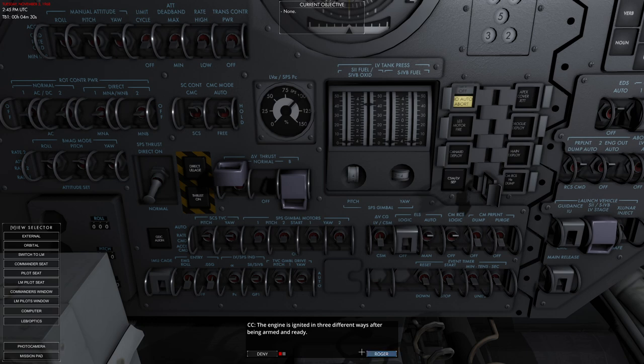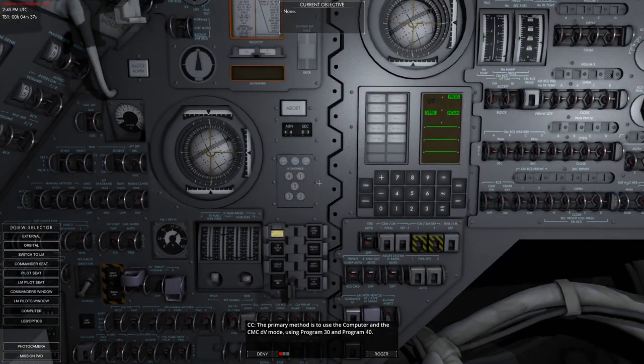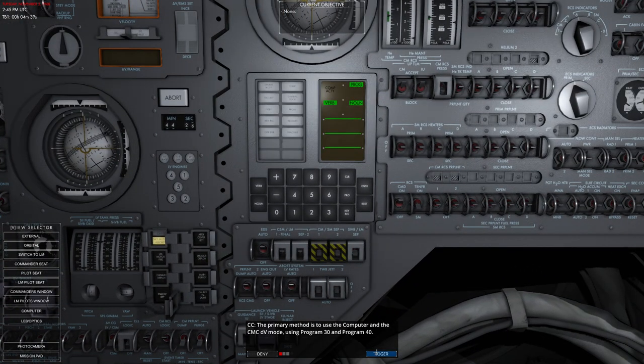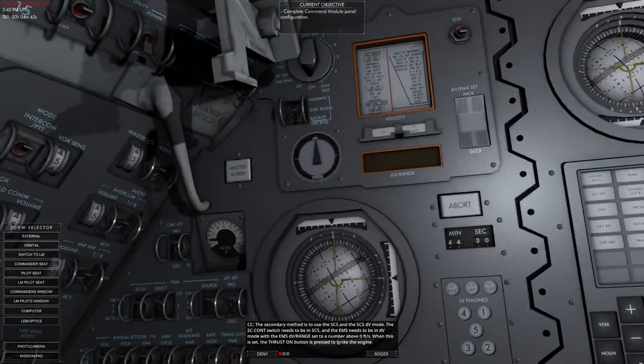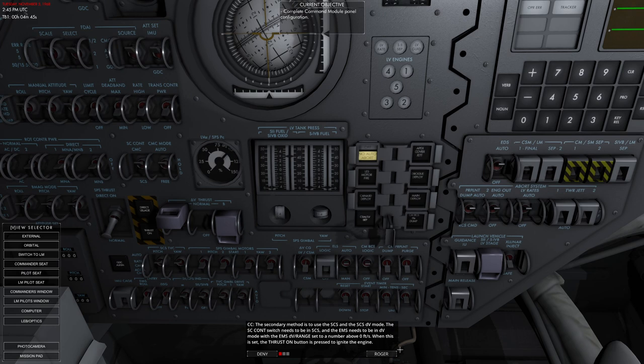See, that makes sense. The engine is ignited in three different ways after being armed and ready. The primary method is to use the computer in the CMC DV mode using program 30 and program 40. Makes sense. The secondary method is to use it in the EMS DV mode. I believe that's what this stuff up here is for. The SC control needs to be... Oh my gosh, this is going to get complicated.